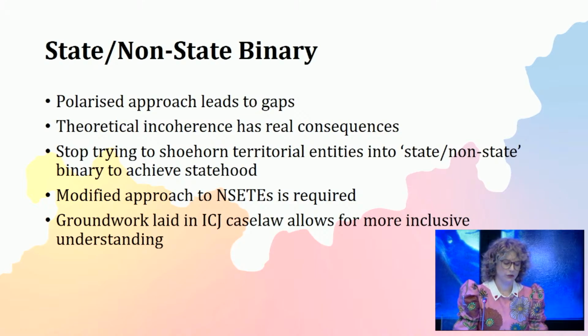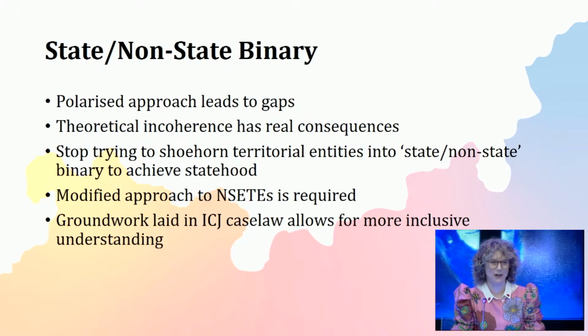So this modified approach to non-state effective territorials is both required and helpful. The groundwork for doing this has already been laid by the ICJ in their reparation advisory opinion, where they created scope for a more inclusive, pluralist understanding of international law. And what we need to do as international lawyers is accept the ICJ's invitation to break this binary and to put a stop to this primacy of states and centrality of states in international law, and allow these non-state effective territorial entities to be seen as the actors that they are within the international community.